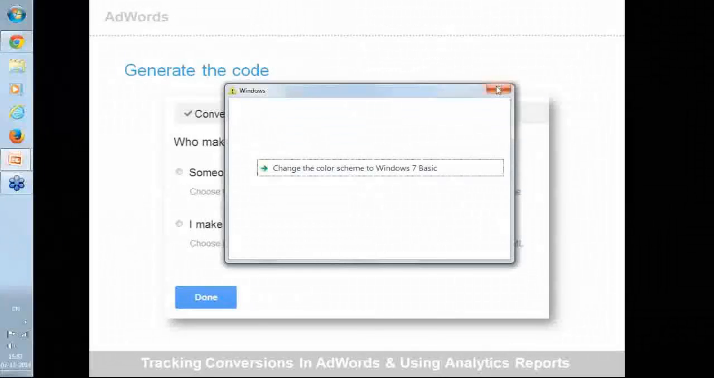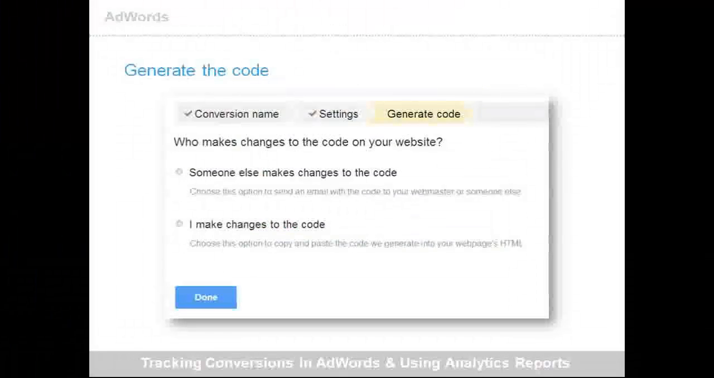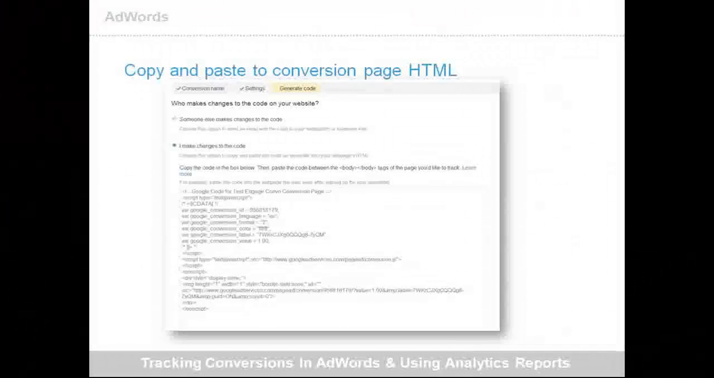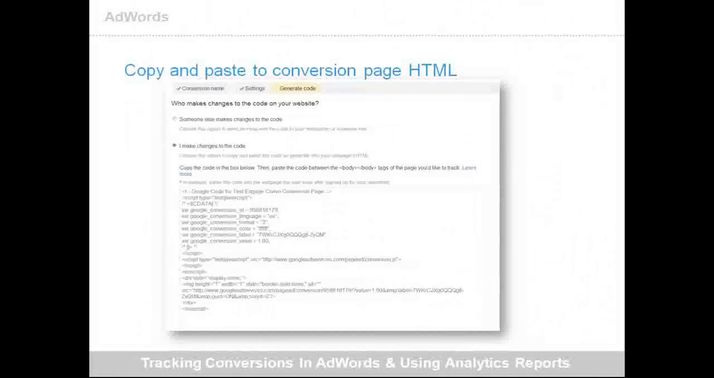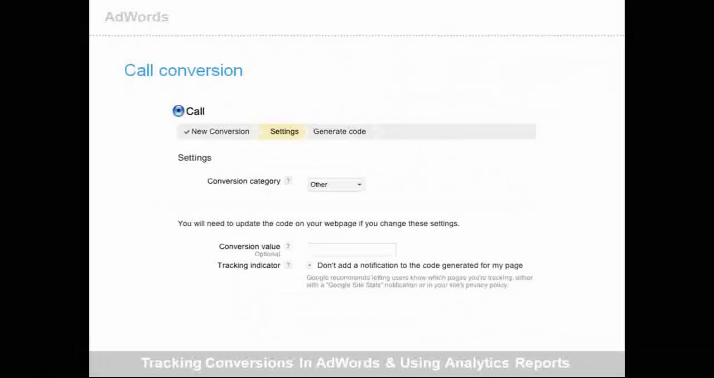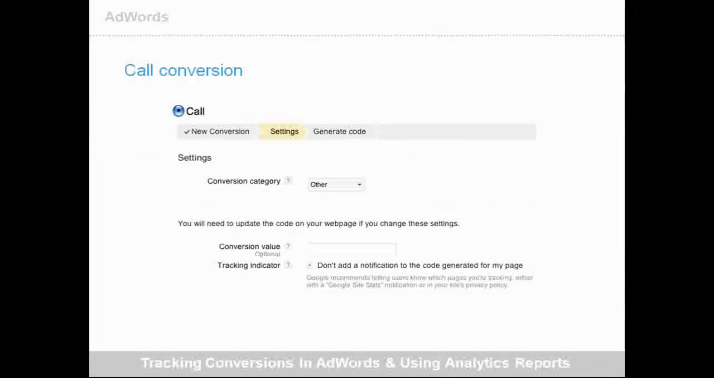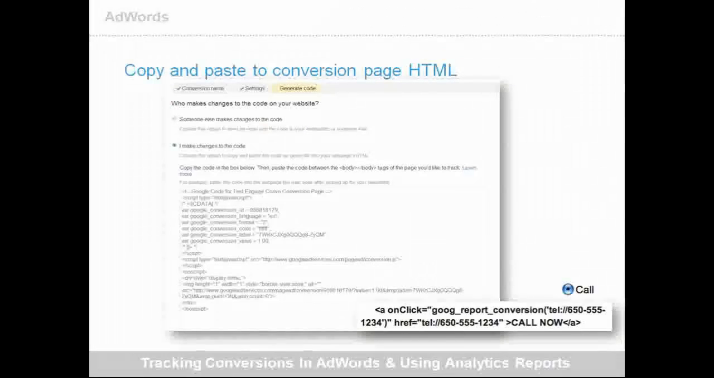Now, if you have access to the backend side, you can select "I make changes to the code and insert it directly." If somebody else works with it, if the client works with it, then in that case you pick the first option. This is the kind of code that gets generated, and from here you can either email the code to somebody or just copy paste it into the website backend.